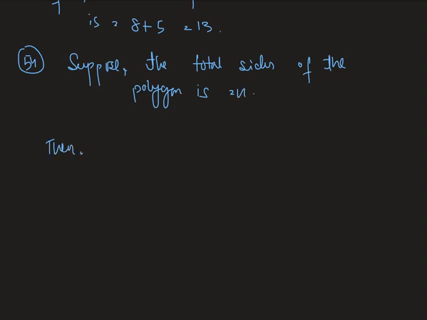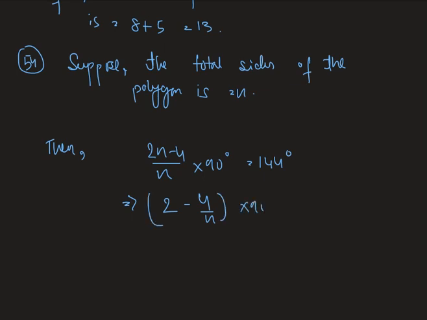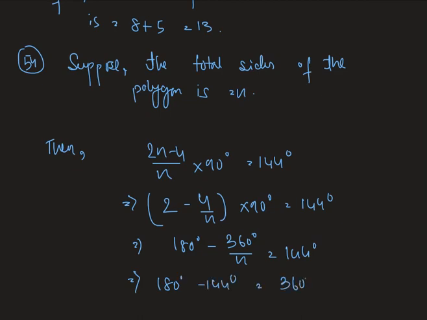Then we can say that by the formula of interior angle, (2n minus 4) divided by n into 90 degree is equal to 144 degree. Now from this equation we need to find the value of n, which reduces to (2 minus 4 by n) into 90 degree is equal to 144 degree. 180 degree minus 360 degree divided by n is equal to 144 degree. Therefore 180 degree minus 144 degree is equal to 360 degree divided by n.